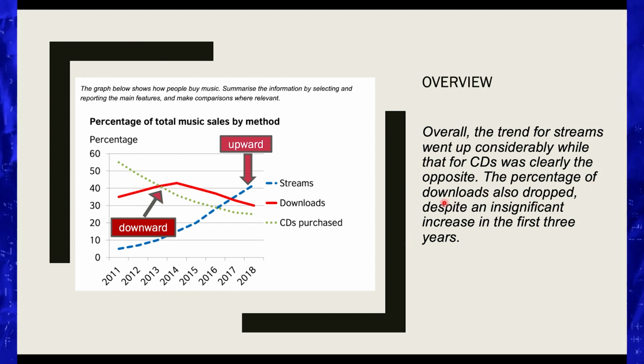The percentage of downloads also dropped despite an insignificant increase in the first 3 years. If you look here at the red line, in the first 3 years there was some increase, but it was not very significant. But despite this increase, the trend went downward, right? And it reached about 30 in 2018, which is below its starting point. So this is all you need for a complete overview.